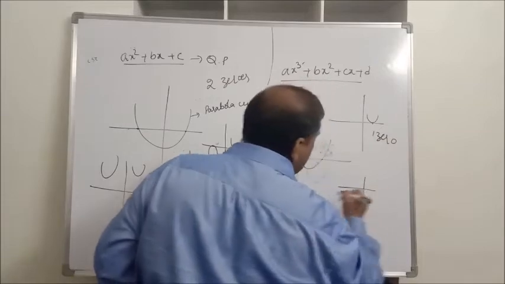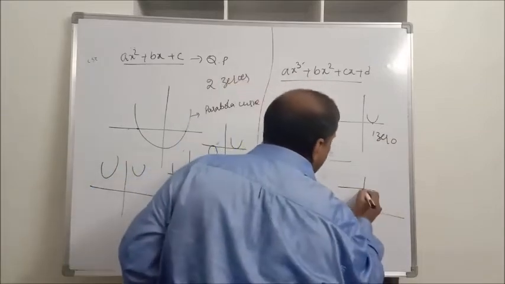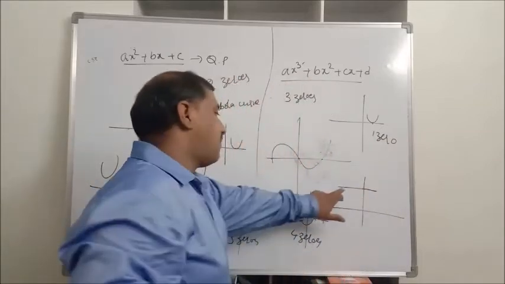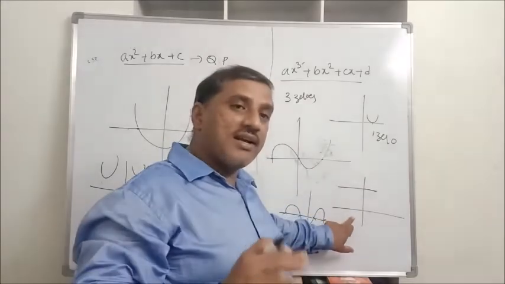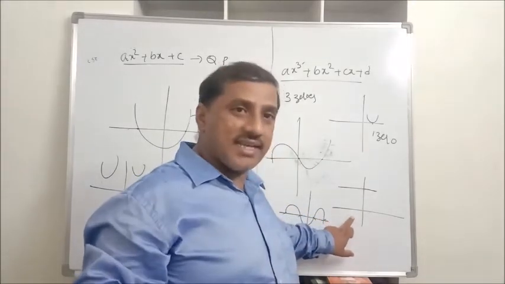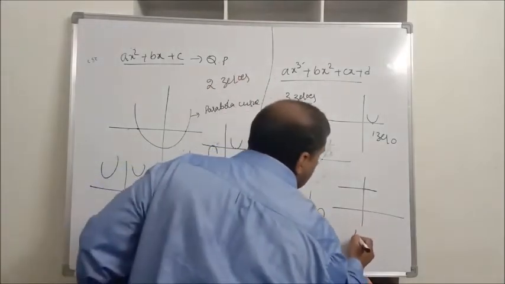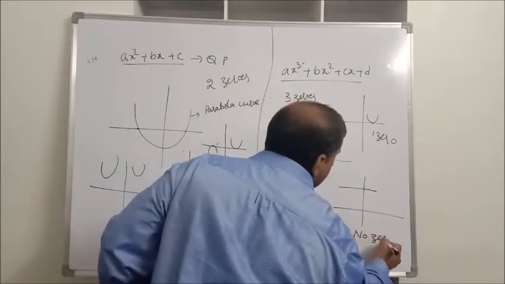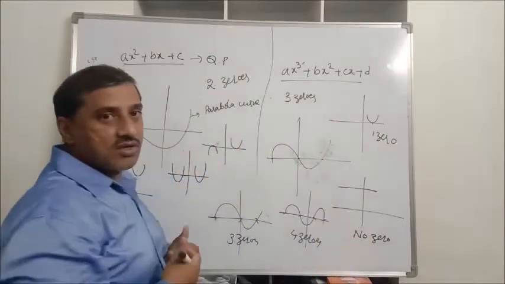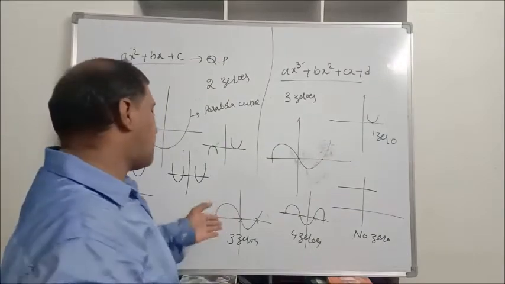Now here how many zeros are there? This is the x-axis and this is the graph. This graph is not intersecting the x-axis anywhere. Therefore there is no zero for this graph. Here 4 zeros and here 3 zeros.